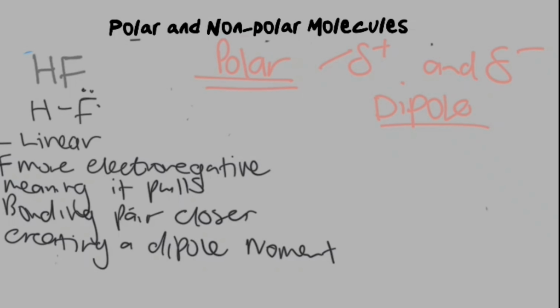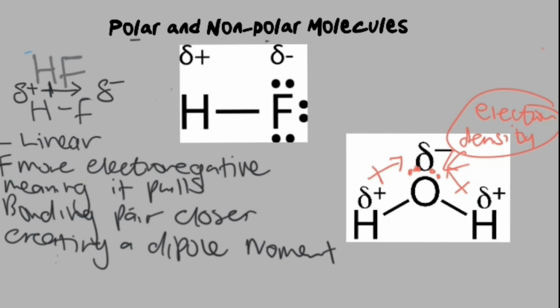Right, so if I were to draw how exactly my HF would look, I just want to get that nicely. I would have slightly positive, and then I have to draw this arrow with the line here, which indicates that a dipole moment has formed. All right, so essentially what I was trying to draw.